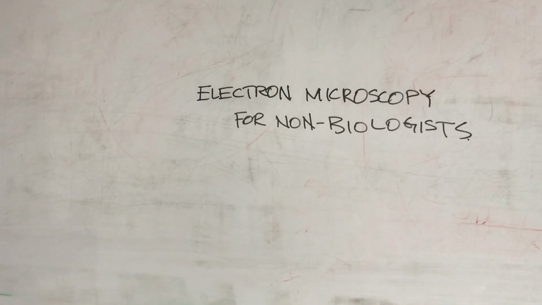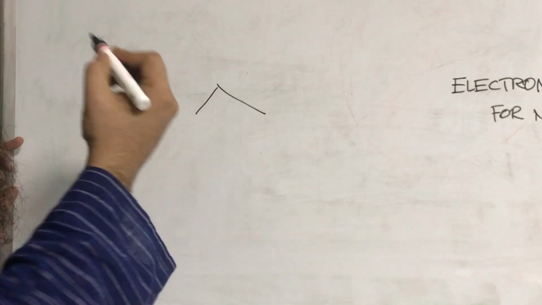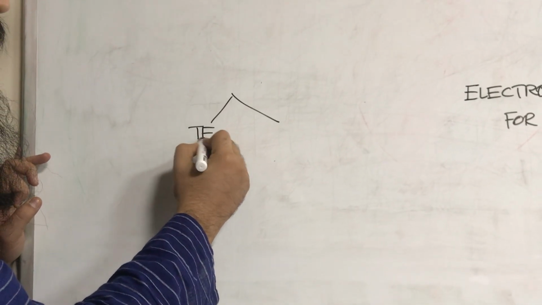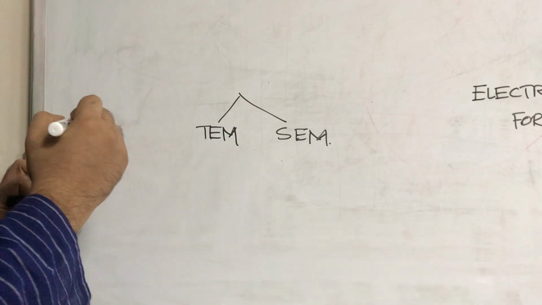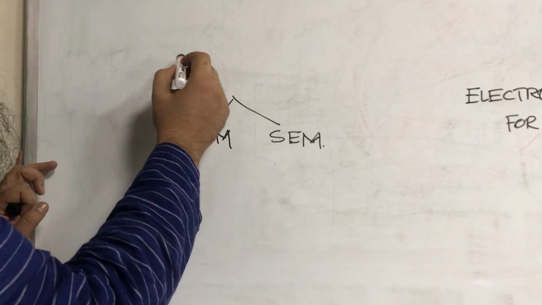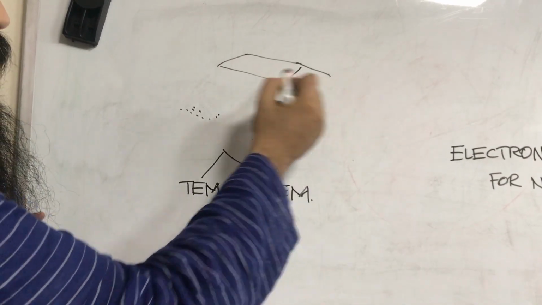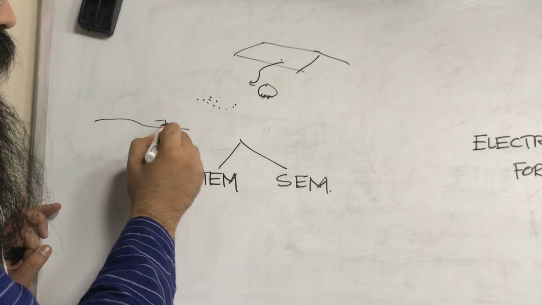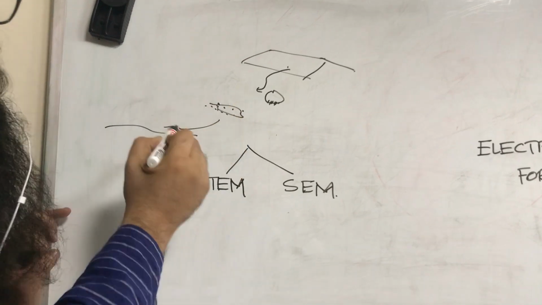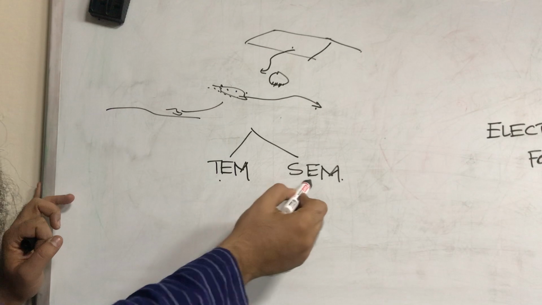So it's important to understand this concept of electron microscopy for non-biologists. It's important to know that electron microscopy is two types: transmission electron microscopy and scanning electron microscopy. If we have a single sample of some powder which we have derived from some building material, so we take a sample, we take the dust sample and we have some powder form. That powder form can either be checked from TEM or SEM.